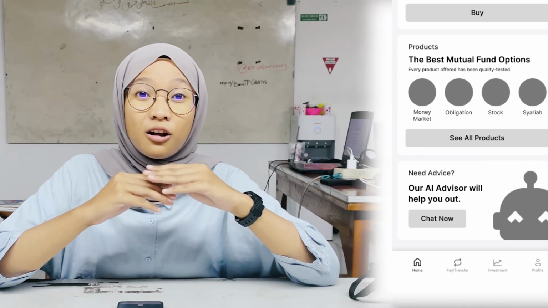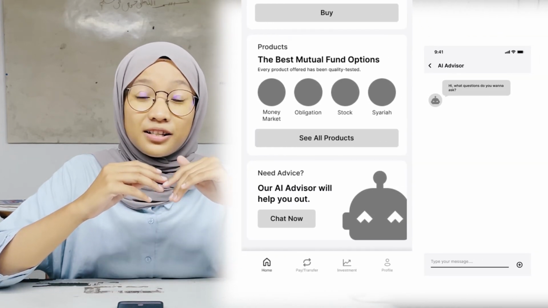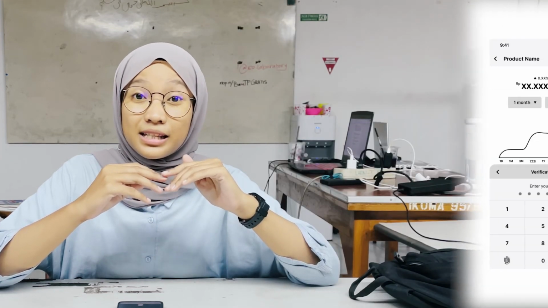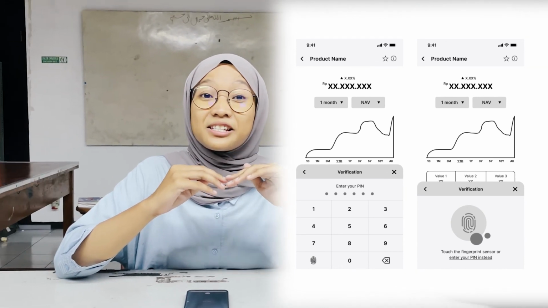AI Advisor is not only about how to use the app, but we can give advice from our app's advisor, supported by an artificial intelligence program. We also have security guarantee by using biometrics, so the users don't have to worry about the security of the app.